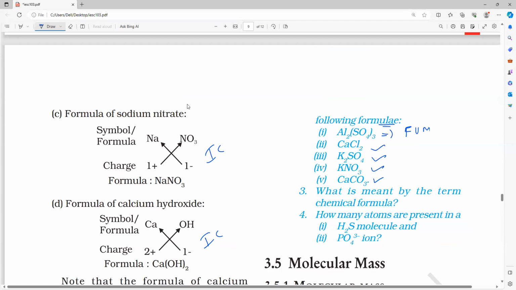Now, can you tell me how many sulfur atoms are here? Aluminium, 2. Sulfur, how many? 1 into 3. This 3 is applicable for both. So, sulfur, how many?